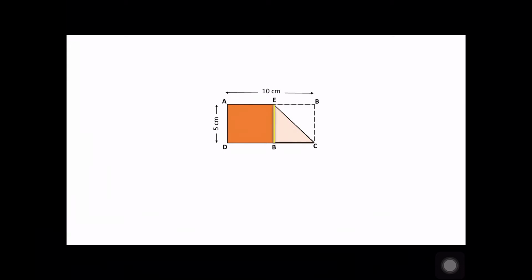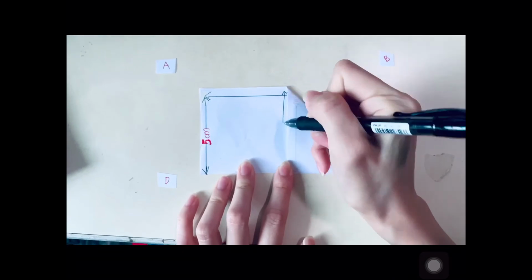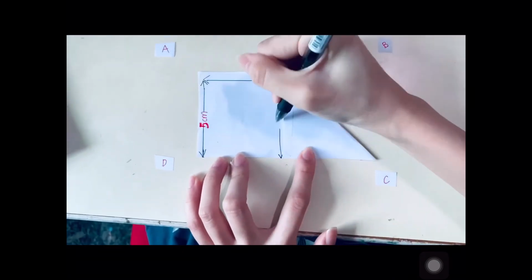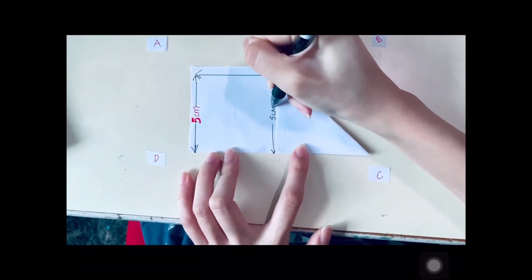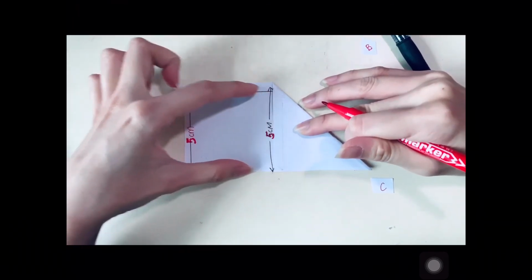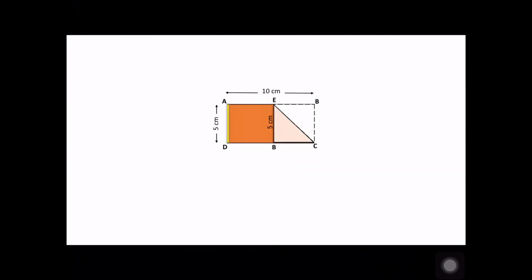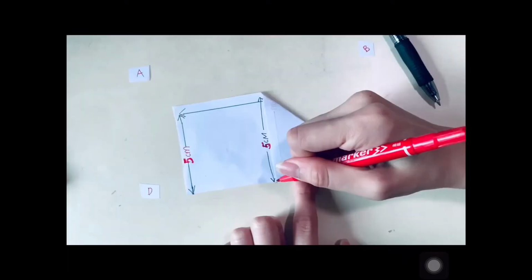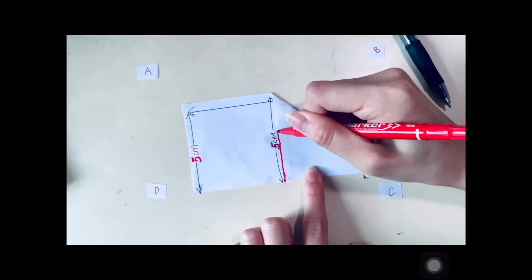Look at the yellow line EB. What is the length? So EB is 5 cm. Look at the yellow line. So what is the length of BC? It is also 5 cm. Line EB is 5 cm. This red line is 5 cm.